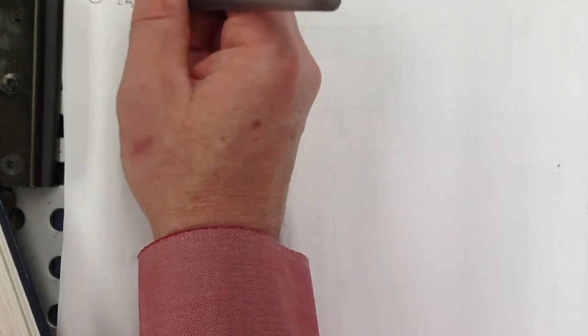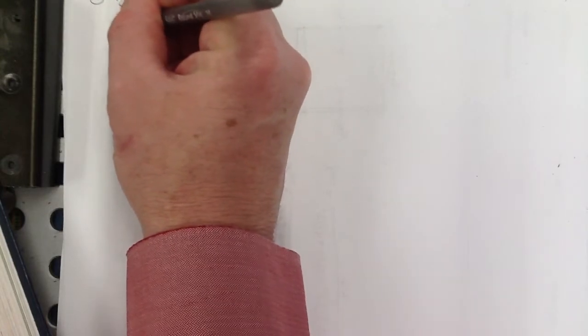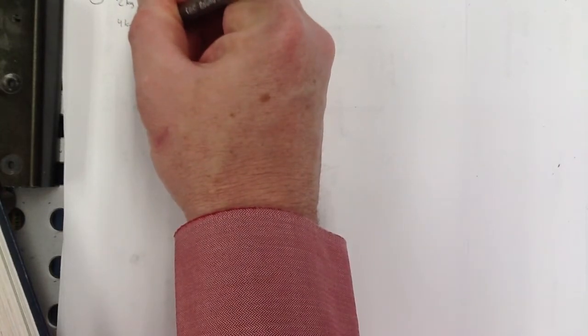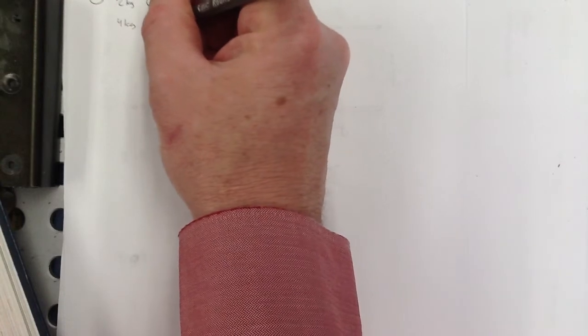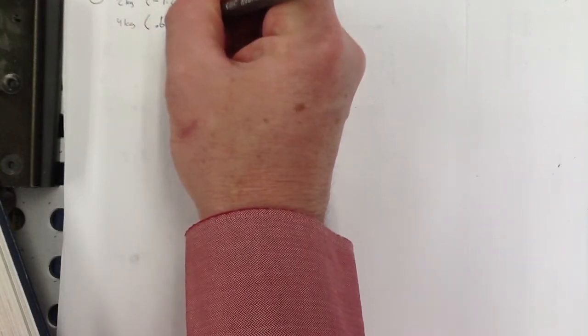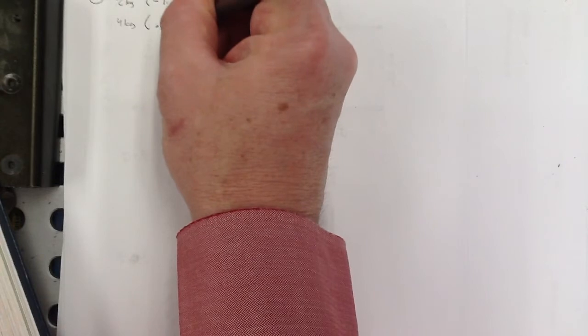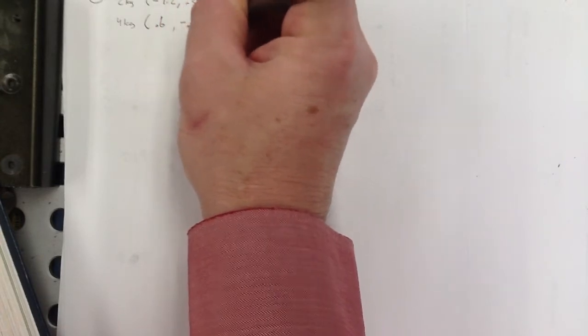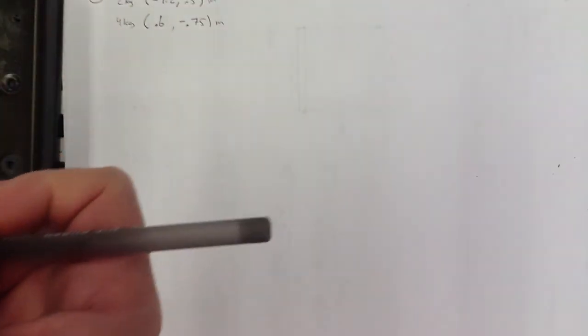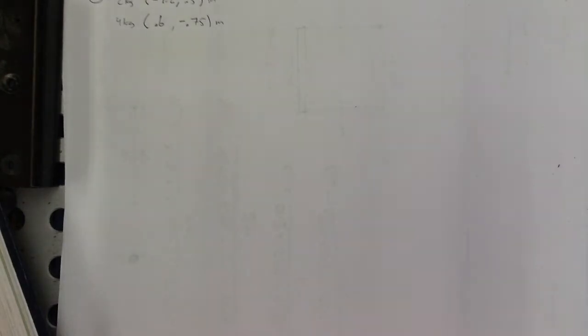And I got another one, a 4 kilogram particle that has coordinates 0.6 and negative 0.75 meters. Just the two. They're lying on a horizontal plane. At what x and y coordinates must you place a 3 kilogram particle such that the center of mass of this 3 particle system has coordinates negative 0.5, negative 0.7.